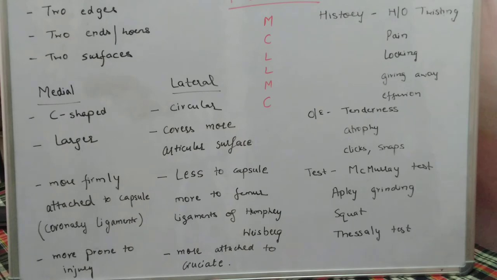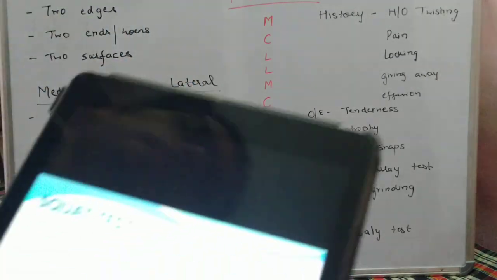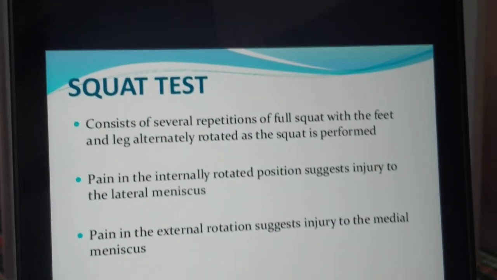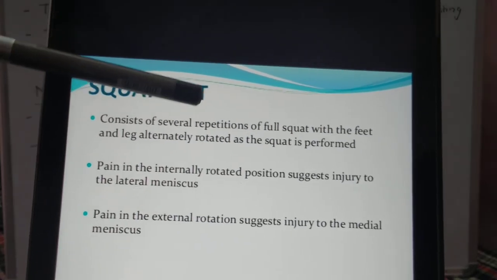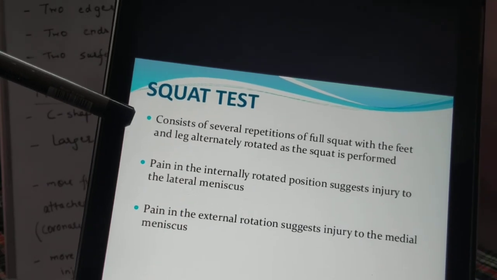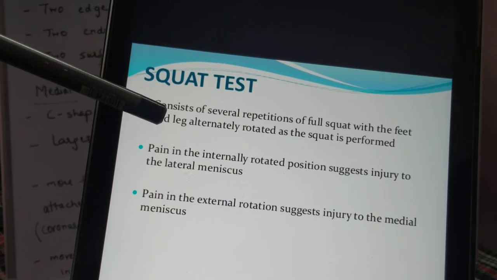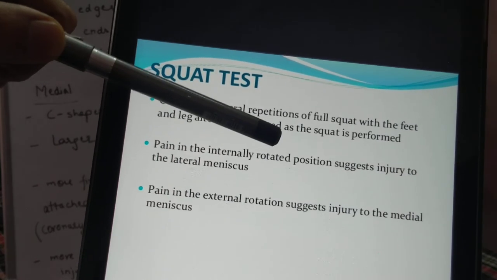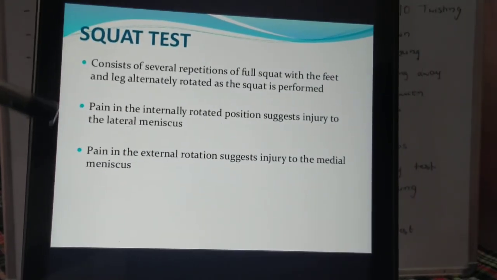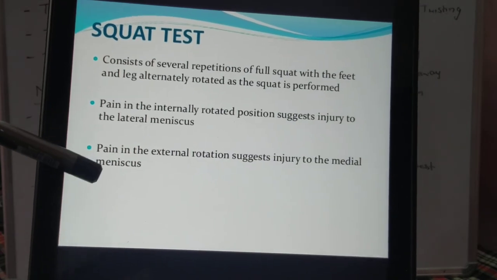The other two common tests are the squat test and the Thessaly test. In the squat test, we ask the patient to perform several repetitions of the full squat, firstly in internal rotation of the tibia and then in external rotation of the tibia. If the pain is experienced in the internal rotation position, that means it is an injury to the lateral meniscus. And if the pain is experienced in the external rotation position, that means it is an injury to the medial meniscus.